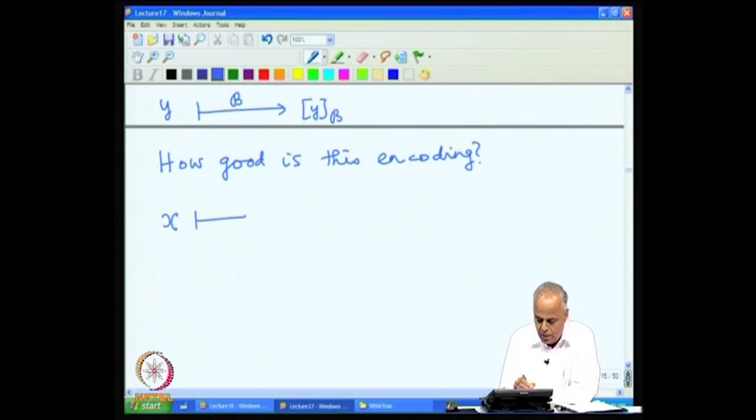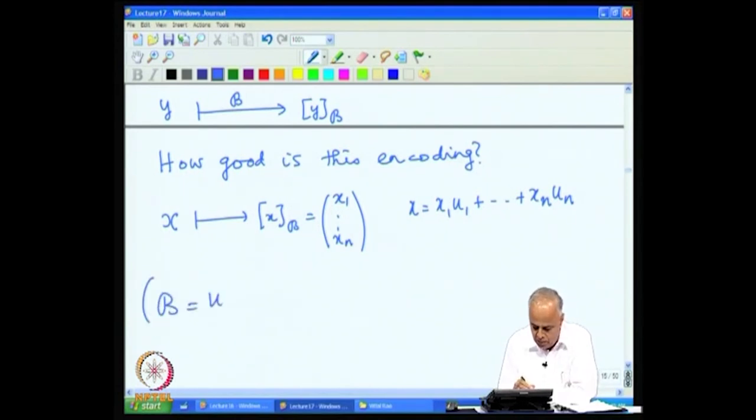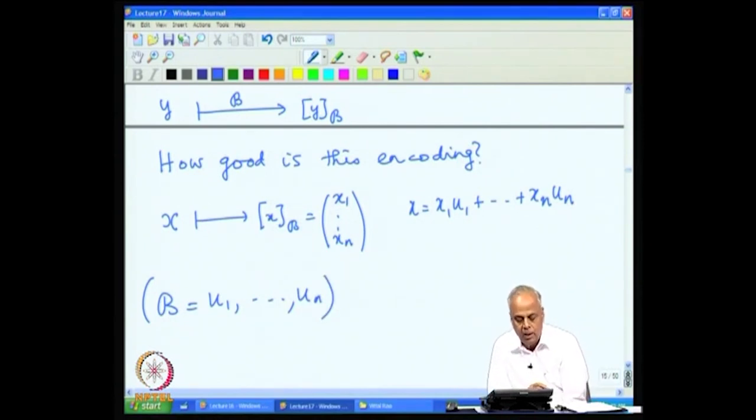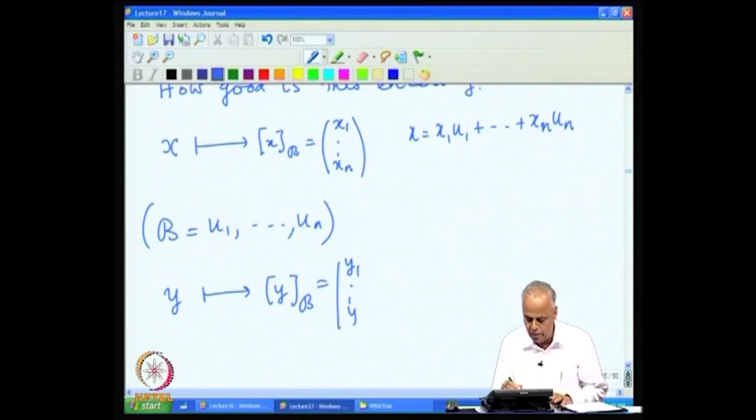Suppose x gets coded as x_B, which is x1, x2, ..., xn. This means x is equal to x1 u1 plus ... plus xn un, where u1, u2, ..., un is the ordered basis B. Let us recollect, B will always be denoted by u1, u2, ..., un. So, if B is the ordered basis for V, x goes to x_B means x is equal to x1 u1 plus x2 u2 and so on. Similarly, y is coded as y_B, which is y1, y2, ..., yn.